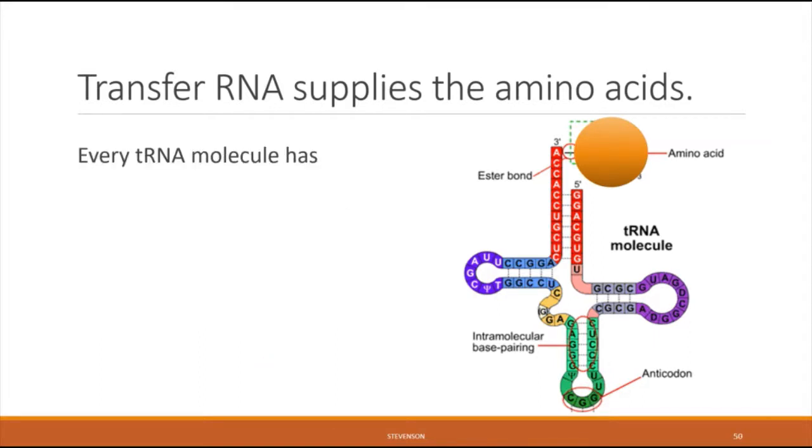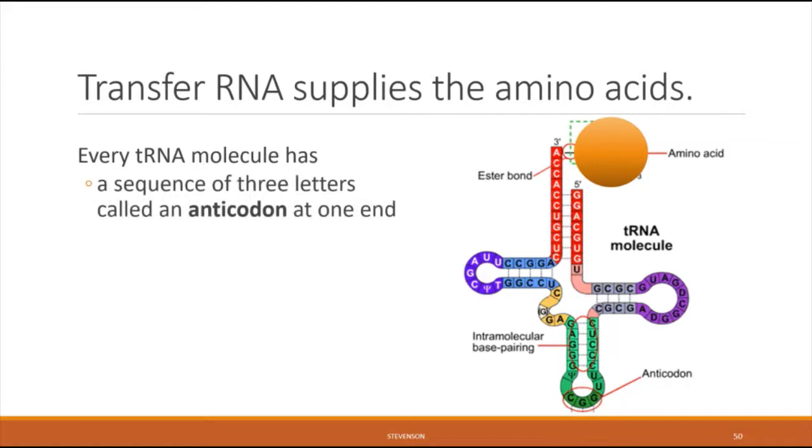Every tRNA molecule, because remember, this is made of RNA, is again made of nucleotides that have the A's, U's, G's, and C's in them. And at one end, the tRNA has a sequence of 3 letters called an anticodon, and these 3 letters end up being important in how the tRNA works. For this particular tRNA molecule, the anticodon reads CGG.